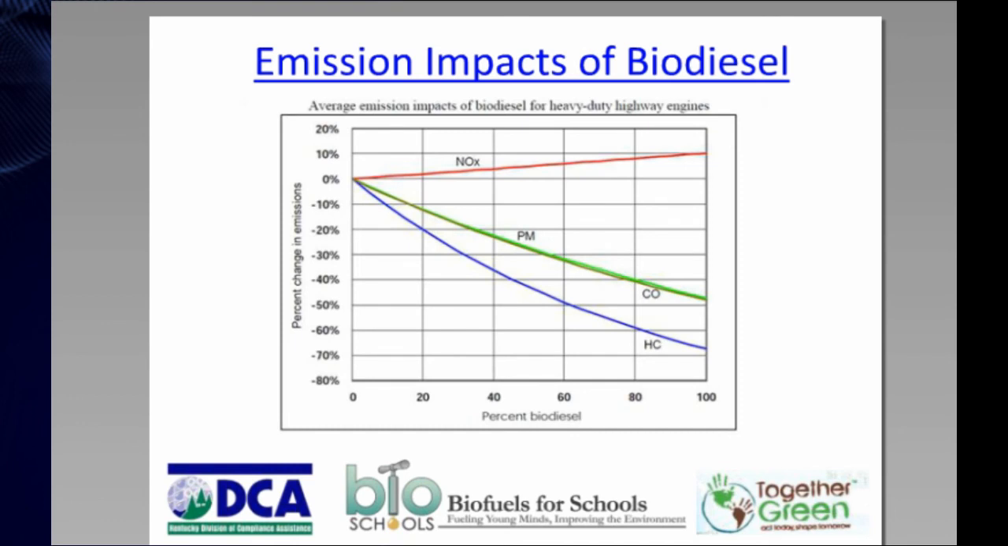As you can see from the chart above, when biodiesel is used instead of regular diesel, particulate matter, carbon monoxide, and hydrocarbon emissions decrease as the blend of biodiesel increases. The only exception is that biodiesel does produce a small rise in nitrogen oxide emissions.